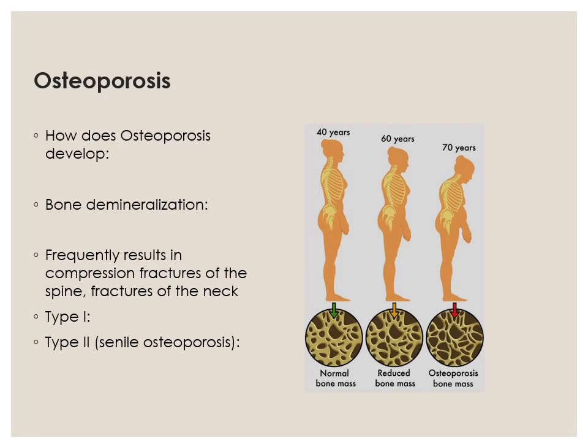There's two different types. Type 1 is postmenopausal estrogen deficiency, so our bones lack those minerals because our body's not producing that estrogen. And type 2 is, when we think of bone health, we think of that calcium, so that's that calcium deficiency.